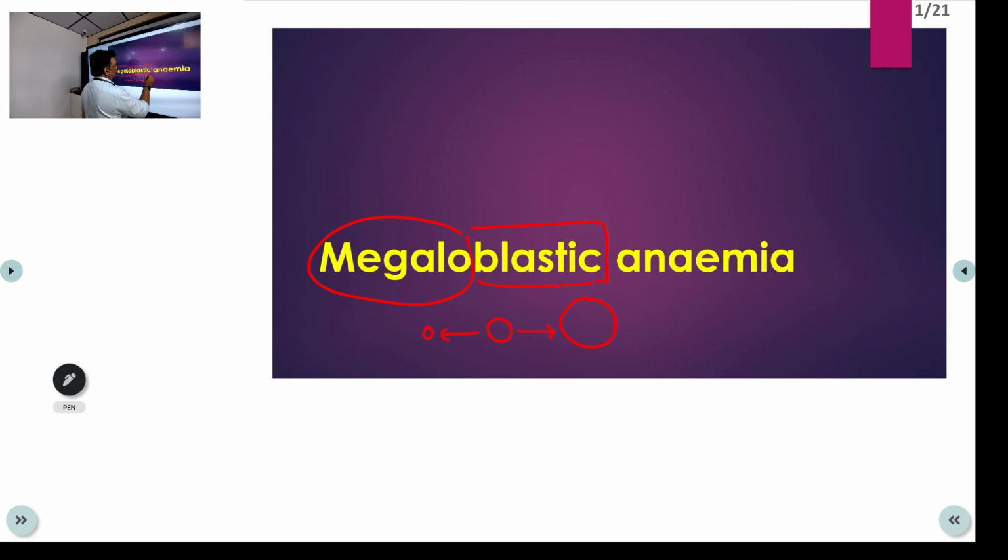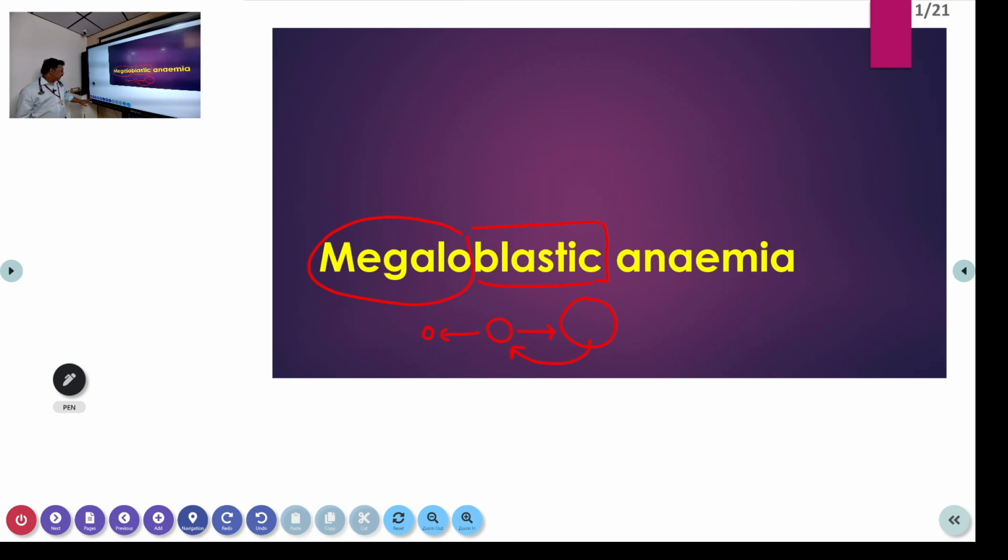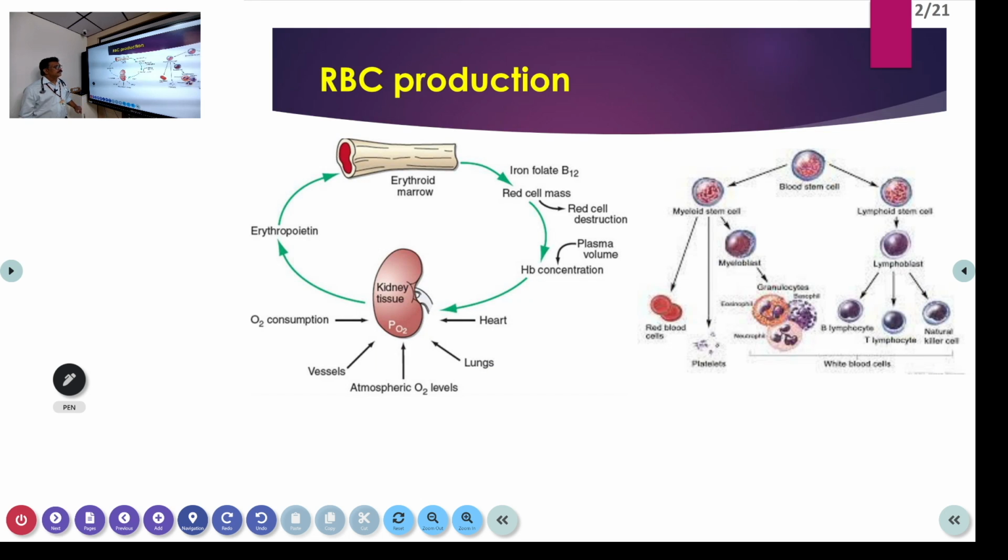Immature cells are produced more, and they are large in size compared with the normal blood cells, but they are functionally not as good as a normal RBC. The size is large, but the function is not that good. So the patient develops anemia. Okay, that is megaloblastic anemia.